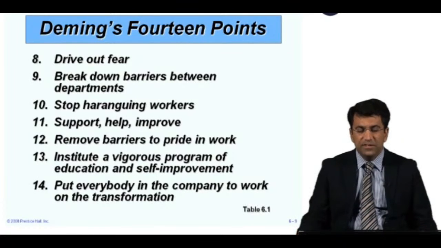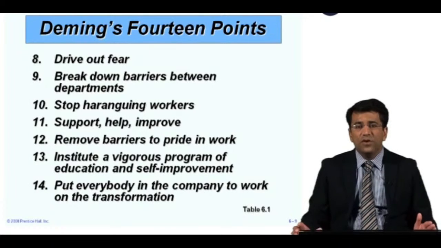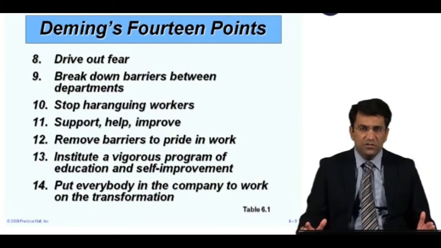Okay, the last point of Deming is put everybody in the company to work on the transformation. Now again, that is about the total part of TQM, that we should have an environment where all the employees and all the departments make their own contribution towards maintaining and managing quality. So these are the 14 important points of Deming, and if an organization is able to apply these points related to quality management, of course that will be very helpful in maintaining the quality environment within the organization.